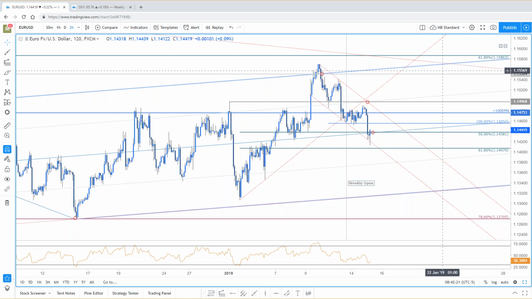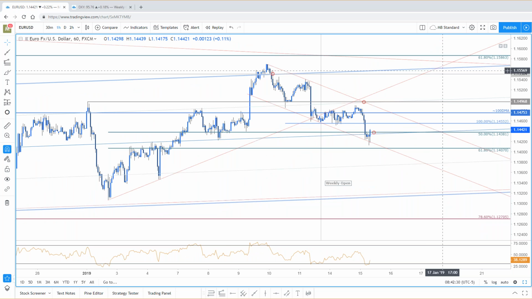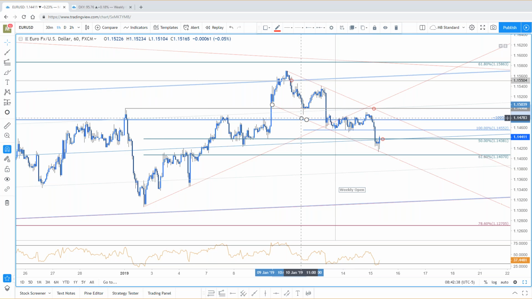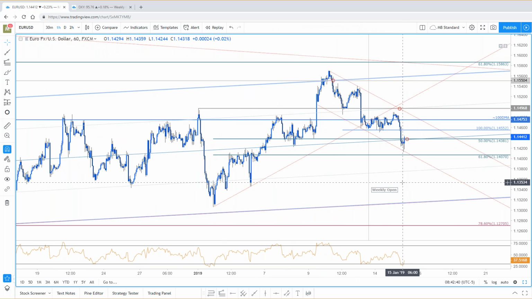This might be an opportunity for a rebound. We'll see how the U.S. open looks. That low and the way that 2 hour is responding certainly has me looking for a defense of that low into the U.S. open. Questions, comments, concerns on euro dollar?